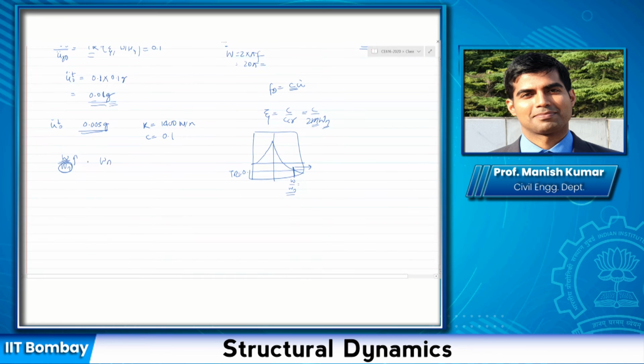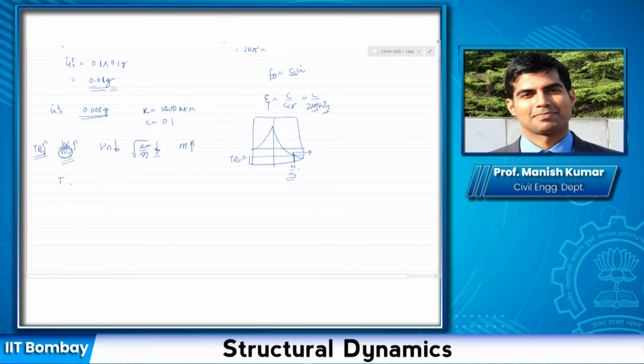So this can be achieved. To decrease transmissibility, I need to increase omega by omega n, and I need to decrease omega n. So basically I need to decrease k by m. Now k is fixed because the rubber pad is the same. So the only way to decrease this would be to increase the mass of the system. And which mass corresponds to that, so that I can directly find out.